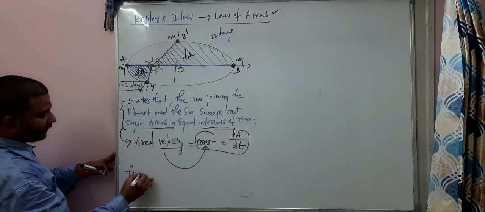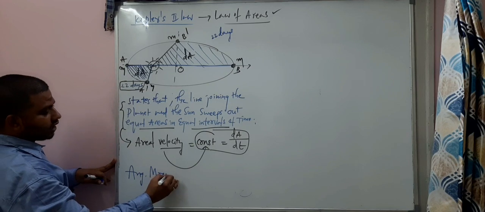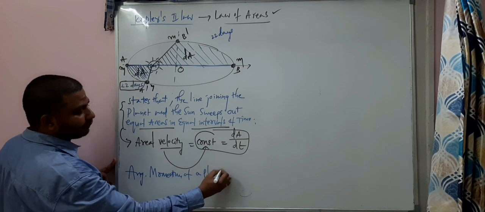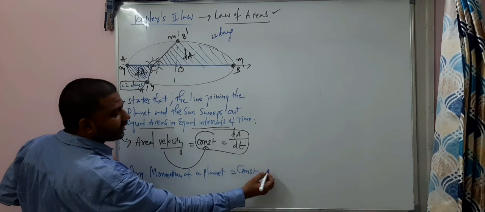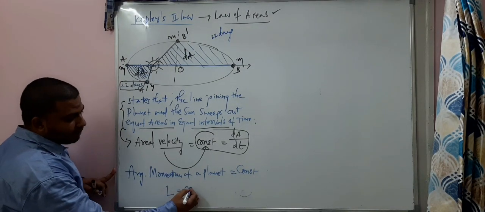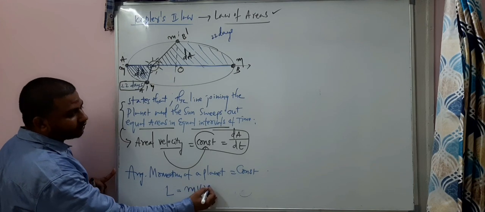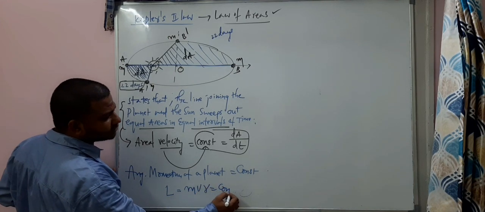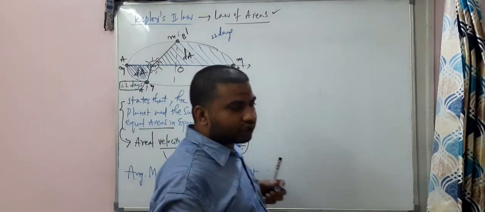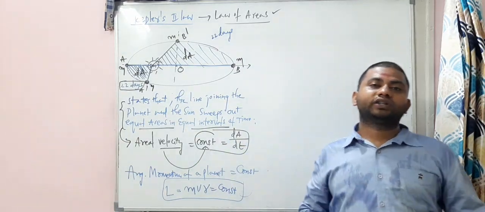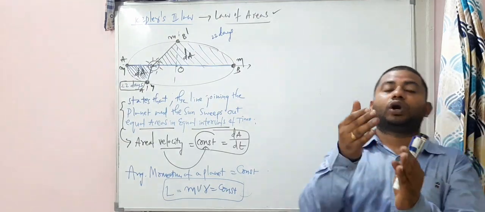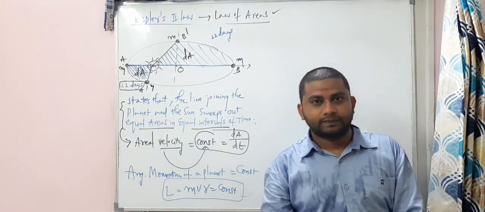angular momentum of a planet is also constant, my dear students. Angular momentum of a planet is equal to constant. Angular momentum is denoted with the symbol L, which is equal to mass into velocity into distance, which is equal to constant. So this formula is very, very important. And about the detailed concept of angular momentum we will be discussing in the next chapter, my dear children, called System of Particles and Rotatory Motion.